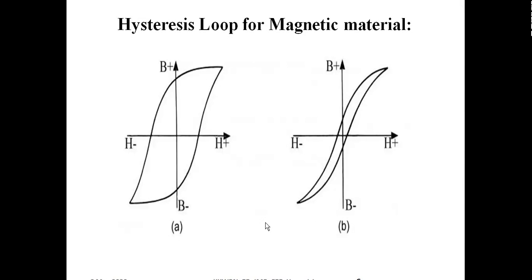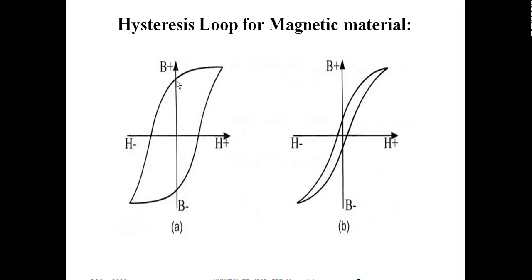Now let us know the hysteresis loop for two basic categories of material. Figure A shows the hysteresis loop for the hard magnetic material and figure B shows it for the soft magnetic material. If you carefully observe these two loops, then the hysteresis loop area will be more for figure A, that is hard magnetic material, and it is less for figure B, that is soft magnetic material.